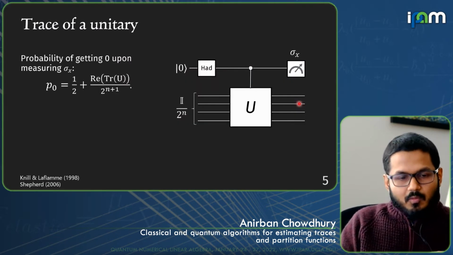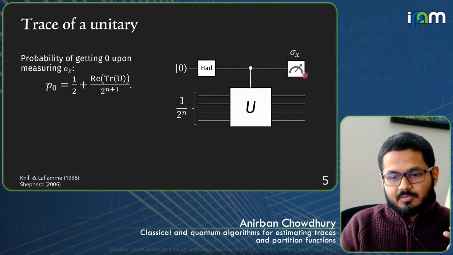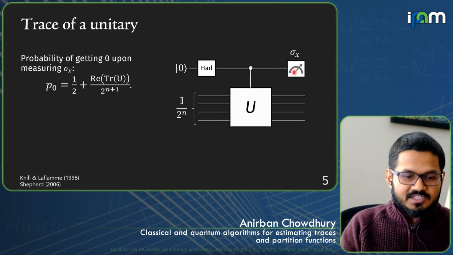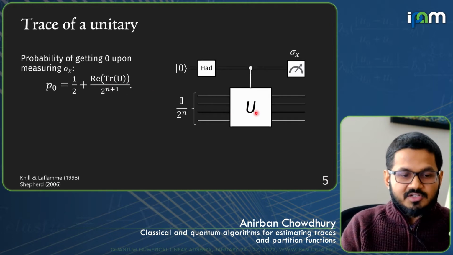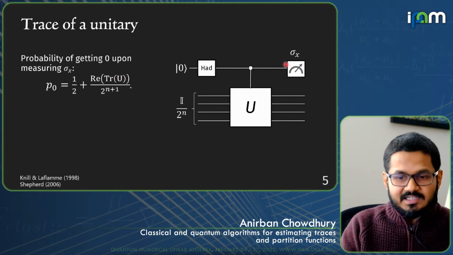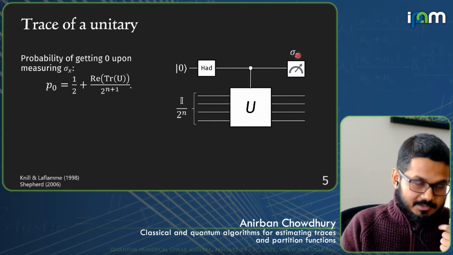So why is this model interesting? What can you do with it? So one thing is that, suppose I do this measurement in the Pauli X basis, you can convince yourself by some few steps of linear algebra that the probability of getting, say, a 0 on measuring this in the X basis, okay, that's related to the real part of the trace of the unitary. In particular, if you could estimate the probability of getting 0, you could estimate this trace of U over 2 raised to n and the real part of it. Likewise, if you could measure sigma y here instead, a similar probability would give you the imaginary part.